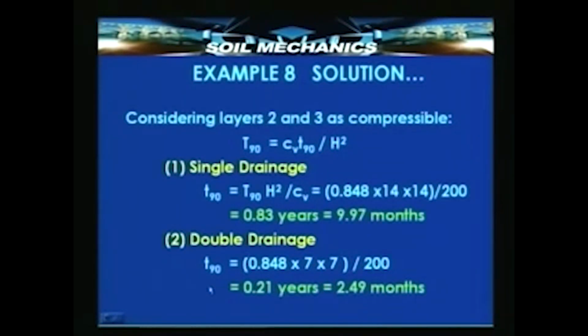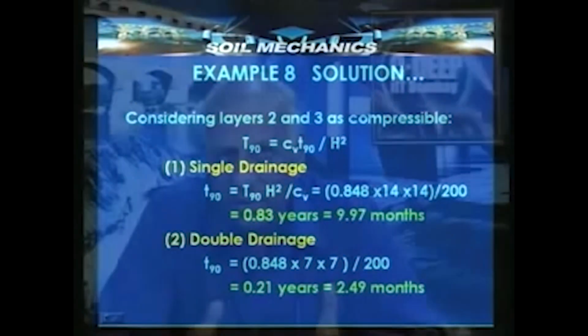To continue the solution, if you remember, there was one more aspect which was asked for, that is, what is the time rate of settlement if there is one-way drainage and if there is two-way drainage, also called single drainage or double drainage. As you know, the difference only comes in the length of the drainage path. If it is single drainage, the length of the drainage path is the total thickness of the layer, whereas if it is doubly draining, half the thickness of the layer is the length of the drainage path.